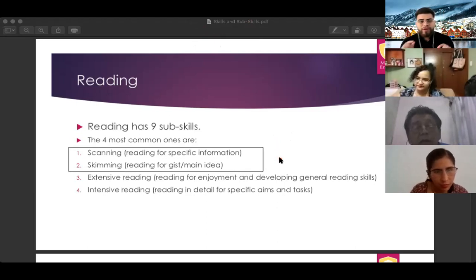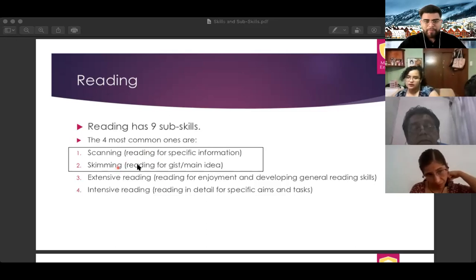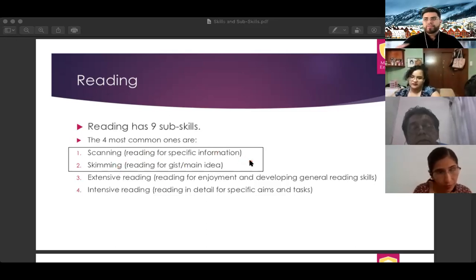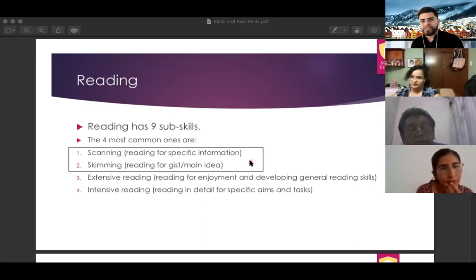The most important skills for those type of proficiency tests are the first two, scanning and skimming. If you take one of those tests, a TOEFL test, a Cambridge test, and you read the entire article and then read the questions and then read the article again, you're not going to have enough time. And that's where these two skills come in.